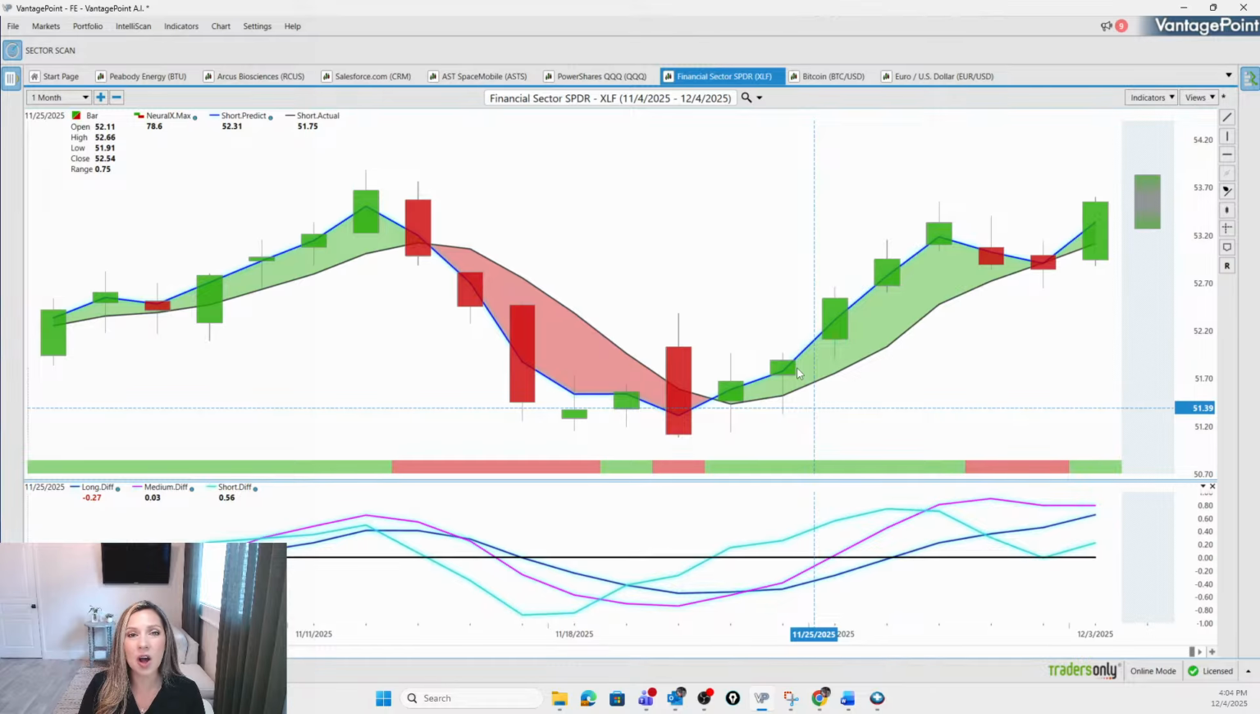So let's kick things off here. I'm actually going to jump into some analysis, and I want to show you guys first how everything works. So you can see I've actually got the financial sector up right now. You'll see up at the top XLF.